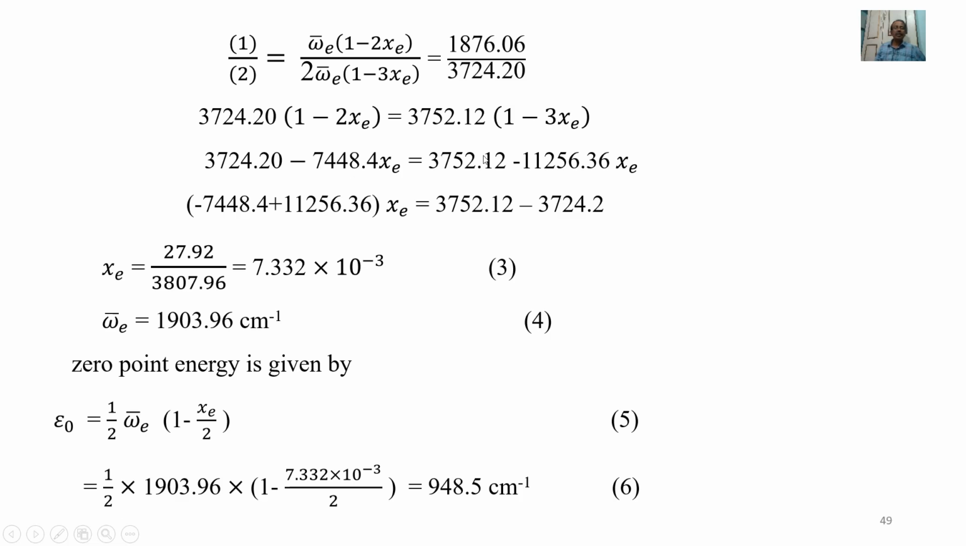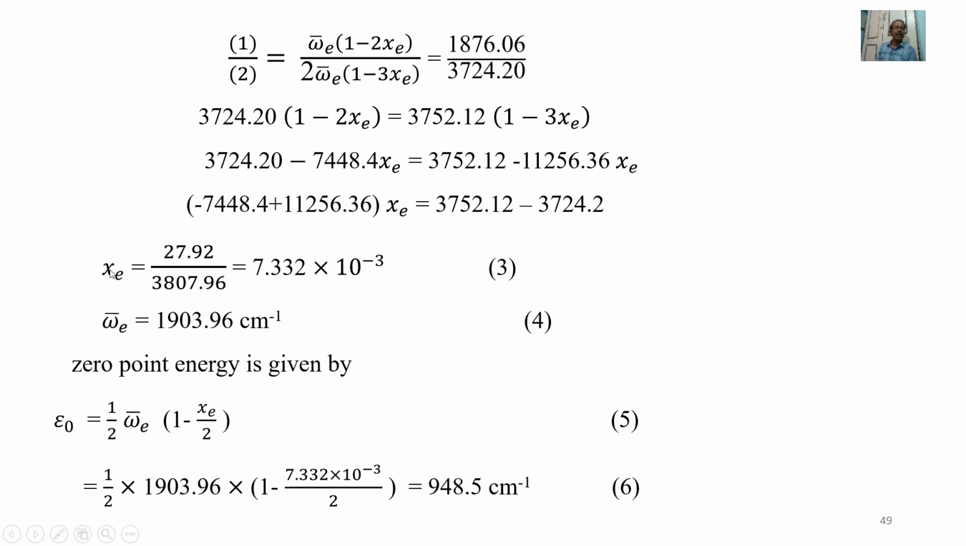Now you bring xe to the left hand side. So the second term on the right hand side, you bring to the left hand side and pull xe common out. So we will have this expression. Similarly, you can move the first term on the left hand side to the right hand side. Subtraction will give us 27.92, and this value is given as 3807.96. One can get the value of xe, which is nothing but 7.332 times 10 power minus 3.